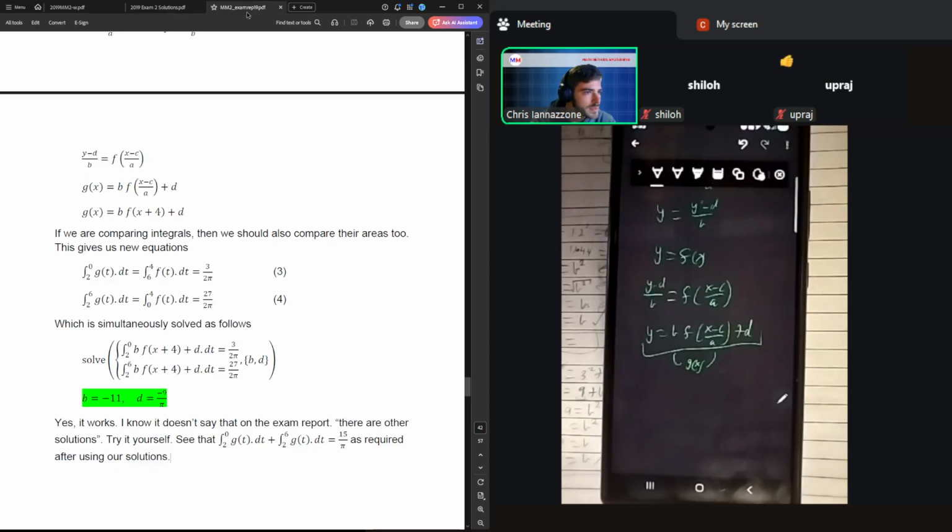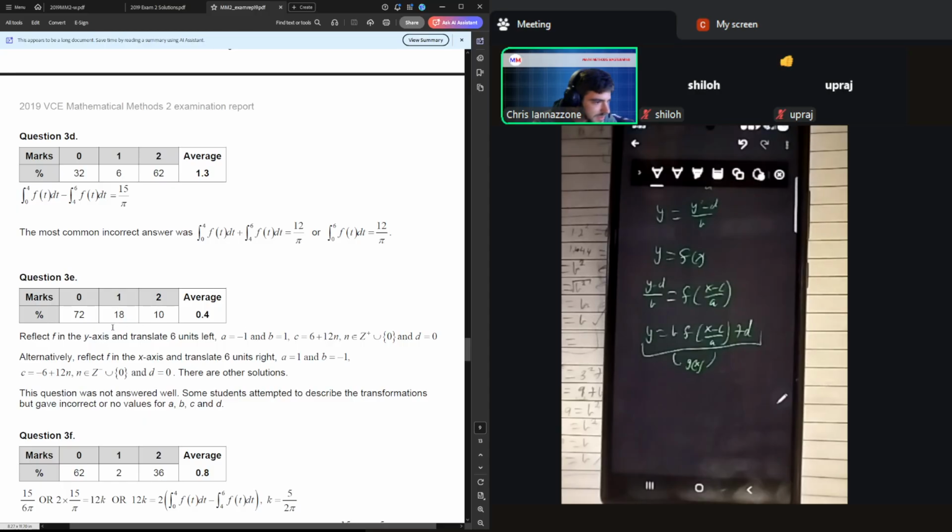Cool. I haven't actually looked at this, so let me see if I can get my head around what was going on here. Reflect F in Y and translate 6 left. Oh, they're just describing what those would have ended up being. A equals -1, B equals 1. Okay, so they're not actually describing how they did it, they're just describing other possible sets of transformations that could achieve it.